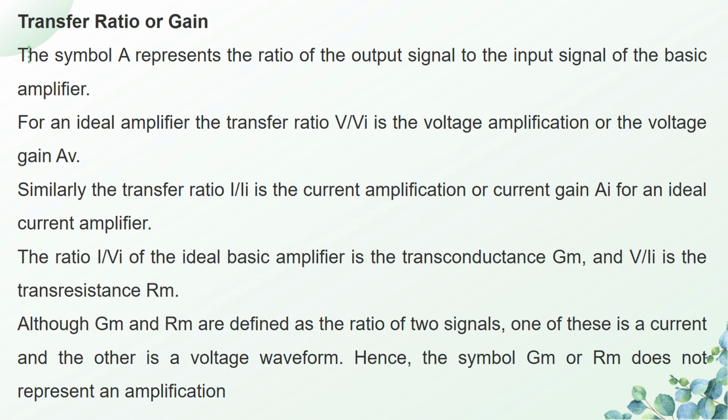The next is transconductance, generally represented by letter GM. As the name indicates, it is the ratio of output current to input voltage. The last parameter is transresistance, represented by letter RM, which is the ratio of output voltage to input current. Even though GM and RM are defined as the ratio of two signals, they are not proper gains and are not used for representing amplification. Only current gain and voltage gain are used to represent the amplification factor.